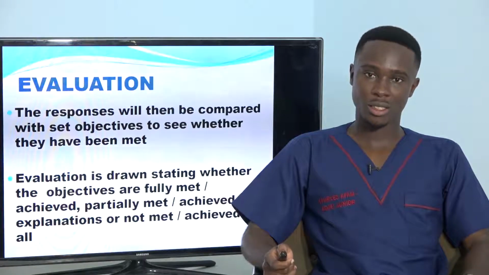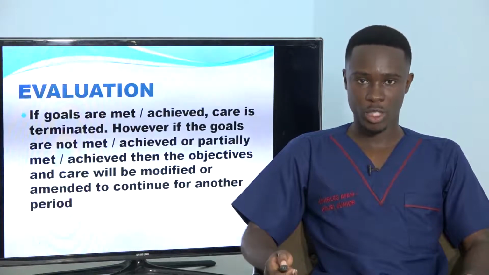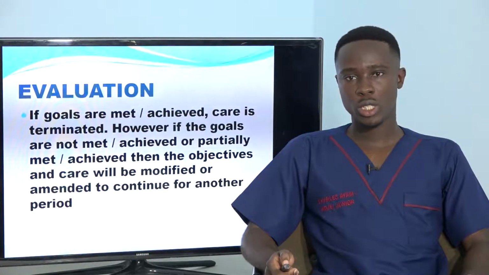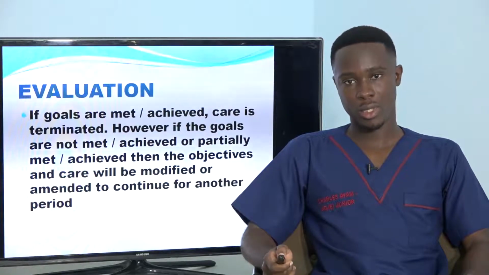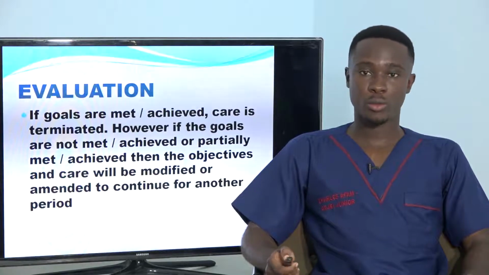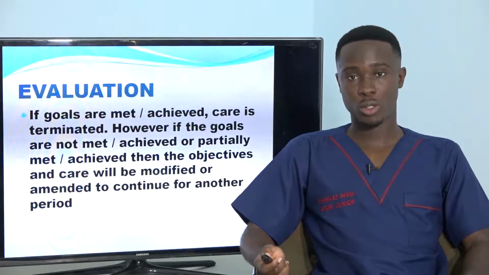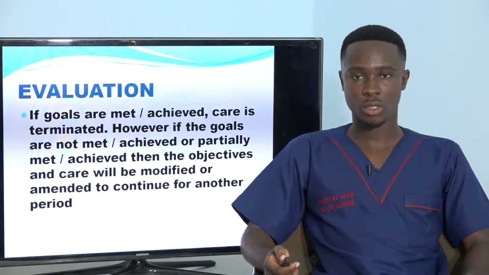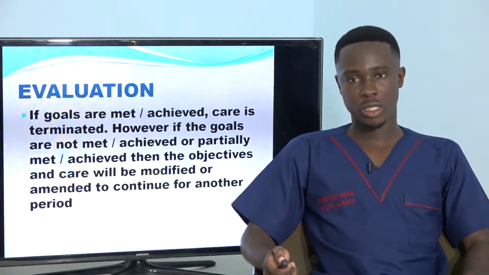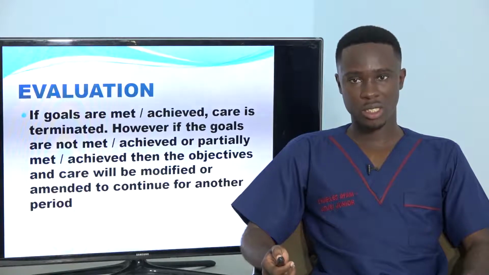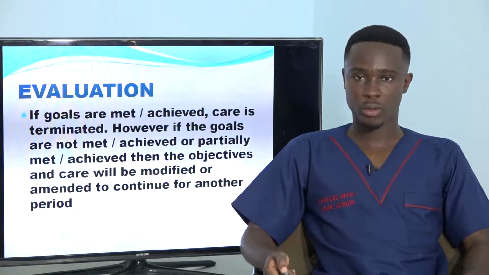evaluation is done and it is realized that goals are not met or partially met, we do what we call amendment of care. So if goals are not met or achieved, care is terminated. If goals are met and achieved, care is terminated. So once the goal is fully met, you see no need to do an amendment of care. All you need to do is to terminate the care, and we know that patient is doing well for that problem. However, if goals are not met or achieved, or partially met or achieved, then the objective and care will be modified or amended to continue for another period.